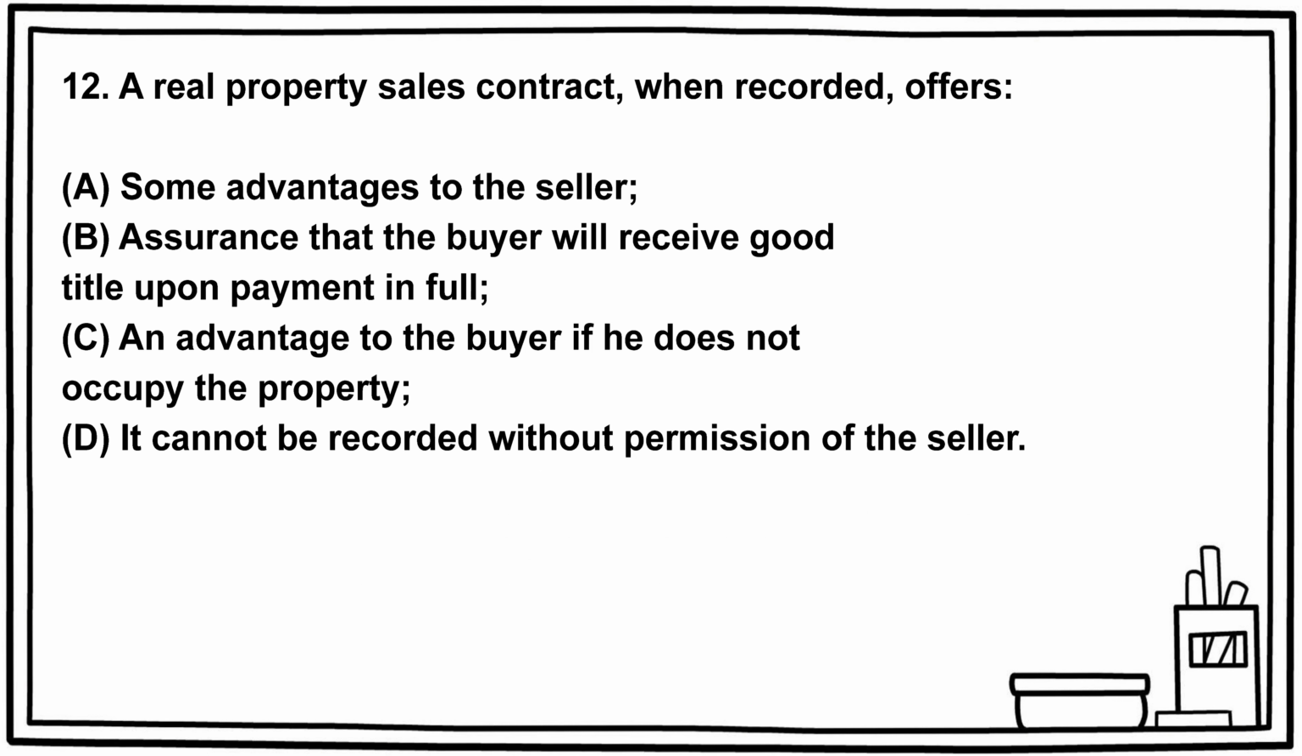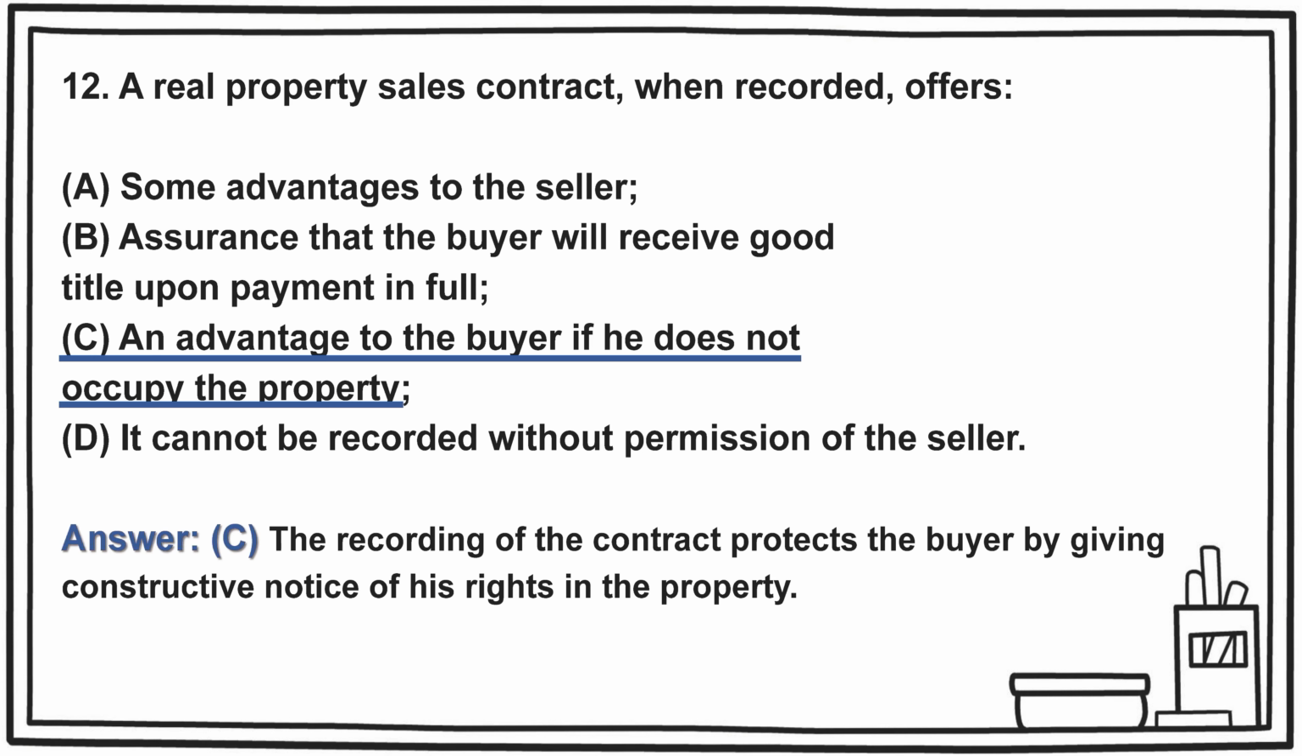12. A real property sales contract, when recorded, offers A. Some advantages to the seller. B. Assurance that the buyer will receive good title upon payment in full. C. An advantage to the buyer if he does not occupy the property. D. It cannot be recorded without permission of the seller. Answer, C. The recording of the contract protects the buyer by giving constructive notice of his rights in the property.